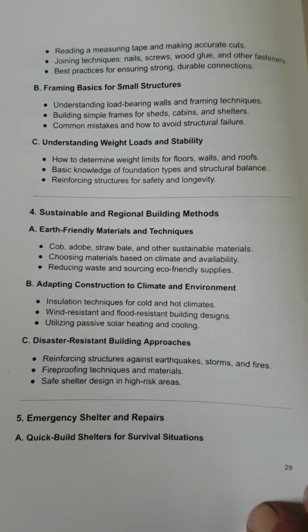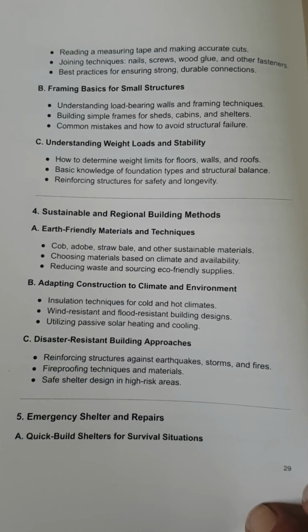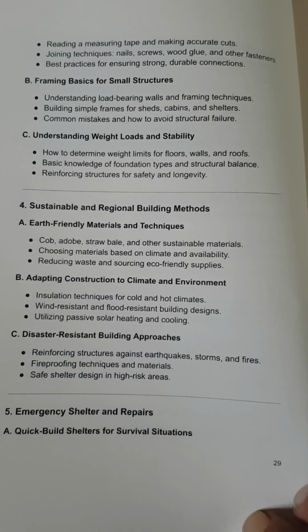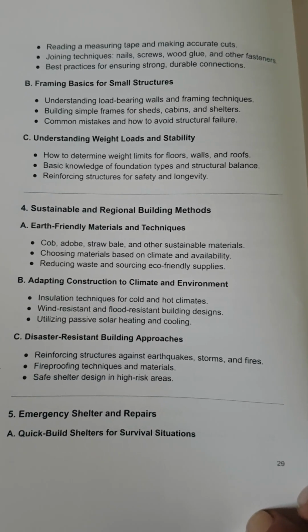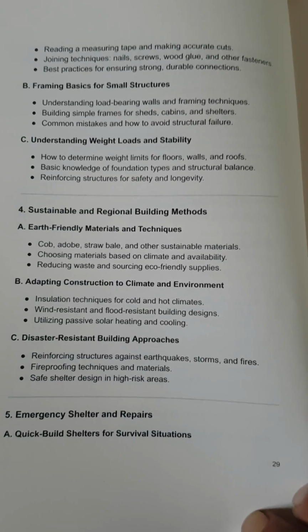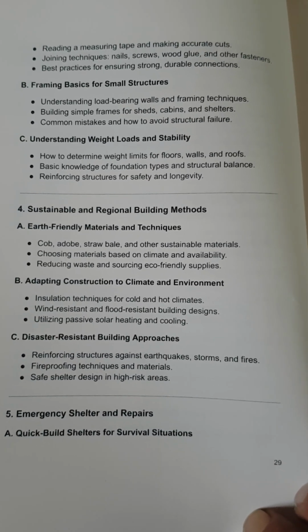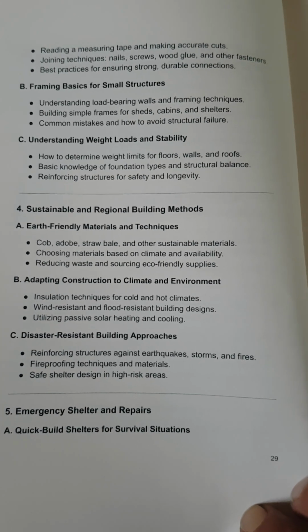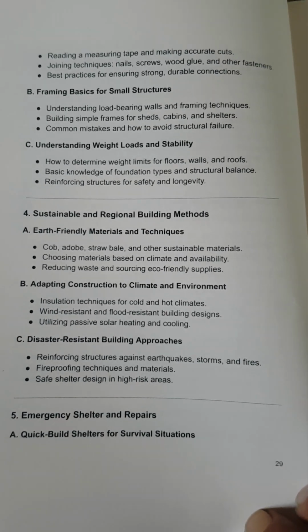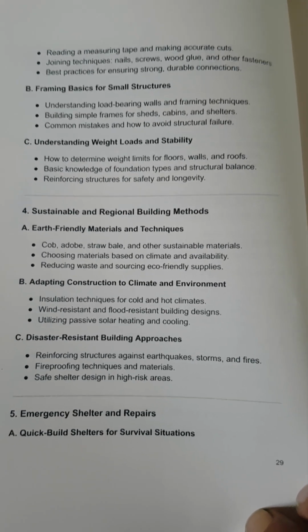Sustainable and regional building methods. Earth-friendly materials and techniques: cob, adobe, straw bale, and other sustainable materials. Choosing materials based on climate and availability. Reducing waste and sourcing eco-friendly supplies.